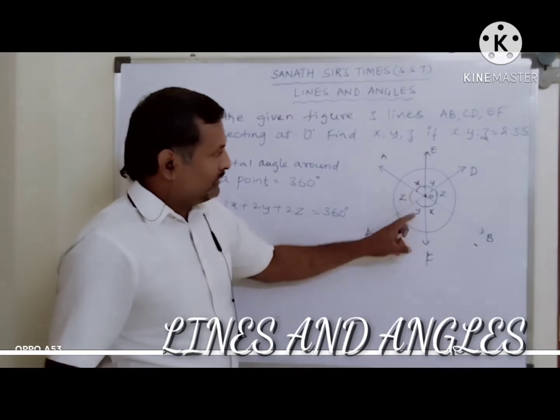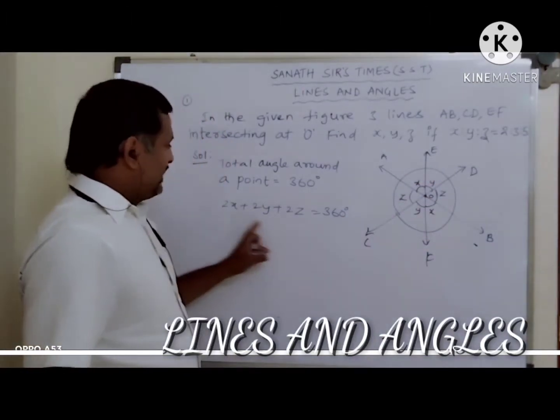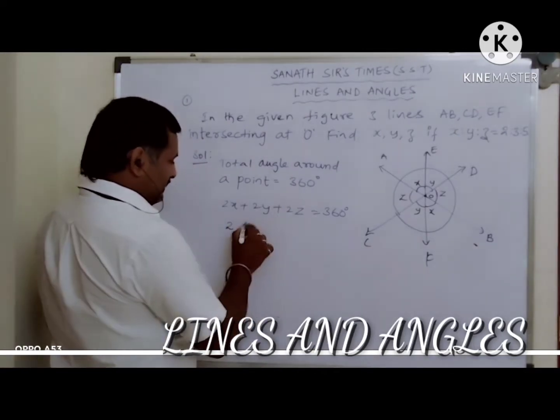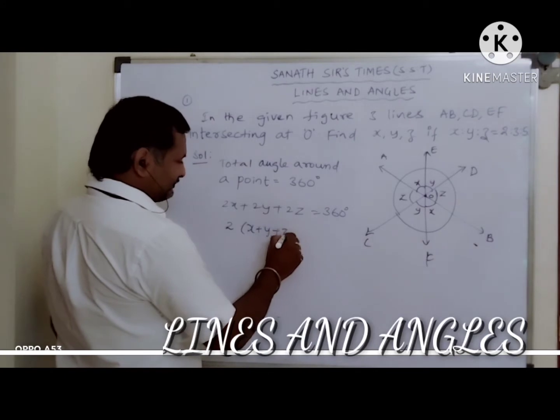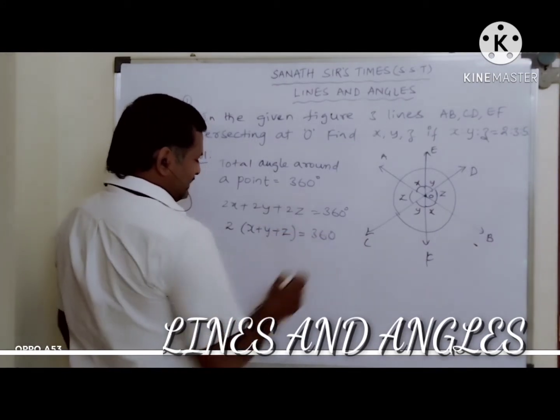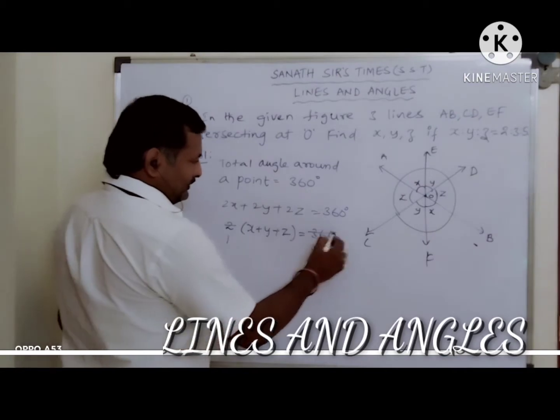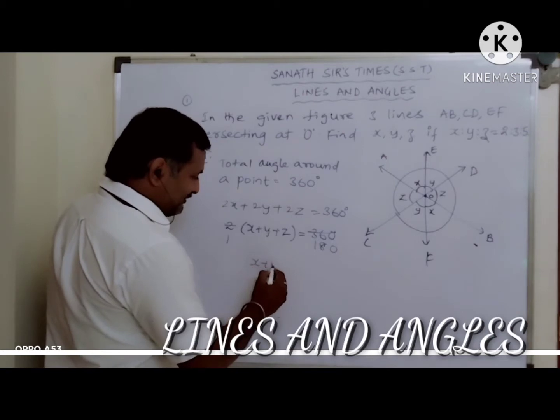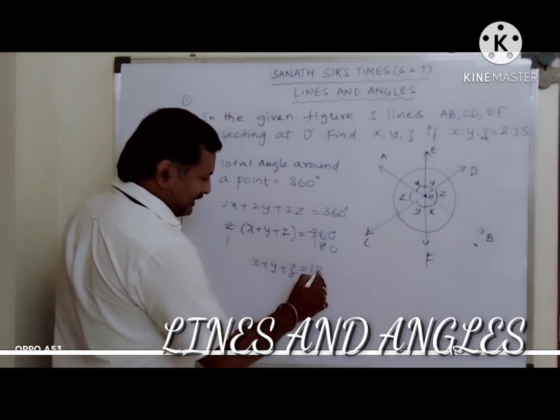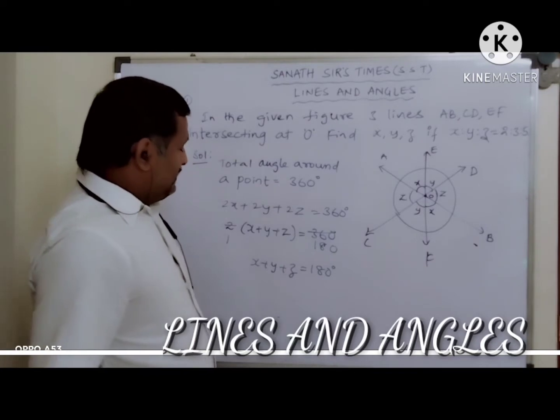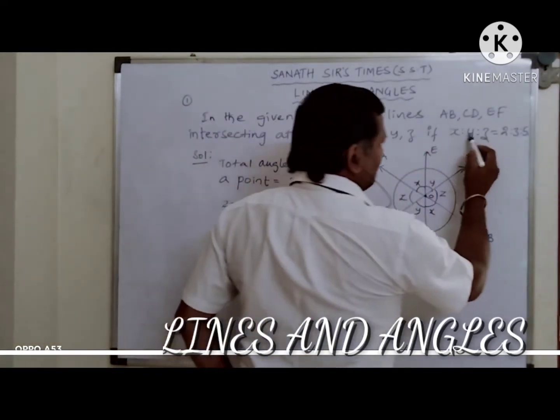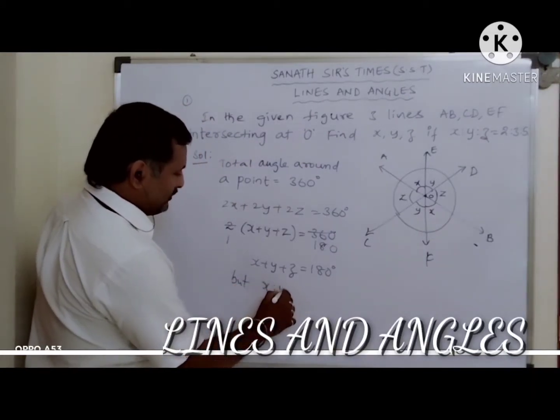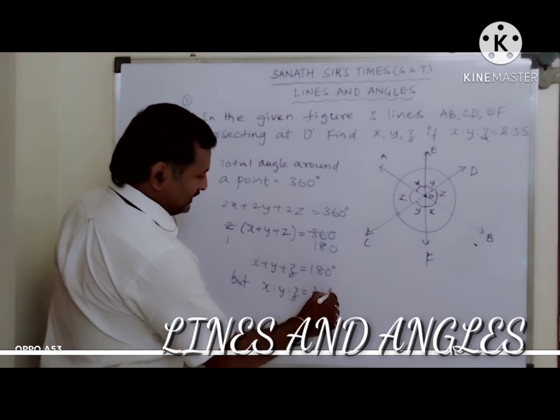You have got 2x, 2y and 2z. So when you add all of them, you have to get 360. When you take 2 common from all these three, it will become x plus y plus z, and that will be 360 degrees. 2 ones are 2, 360 divided by 2 is 180 degrees. So x plus y plus z must be equal to 180 degrees. Remember that x, y, z are in which ratio? x is to y is to z is 2 is to 3 is to 5.